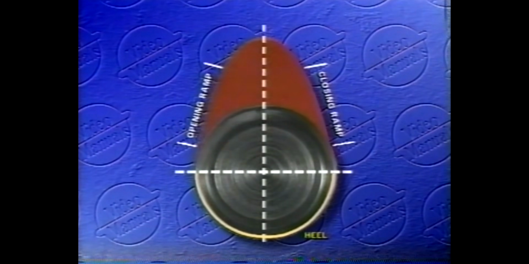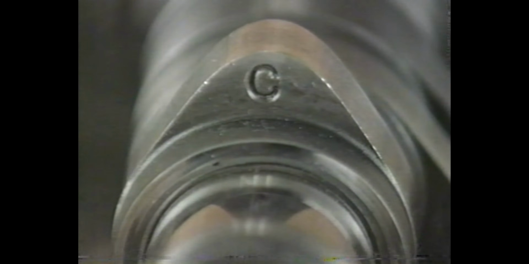There are 2 types of cam profiles. The first profile type is called symmetrical, where the shape of the closing ramp of the cam lobe is the mirror image of the opening ramp shape. In this case, the cam lobe raises and lowers the valve lifter at exactly the same speed.